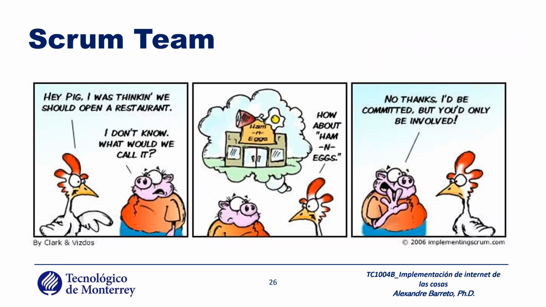This picture here represents well what is a Scrum team and what is not. Here you have a pig and a chicken talking about a ham and eggs restaurant. The chicken said, okay, hey pig, I was thinking we should open a restaurant. Oh, I don't know, what will we call it? I think, how about Ham and Eggs? And the pig said, no thanks, I'd be committed, but you're only involved. It's what really happens.